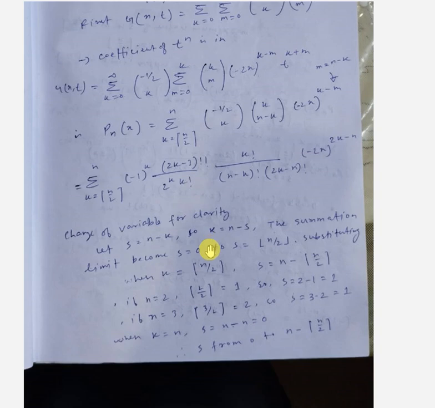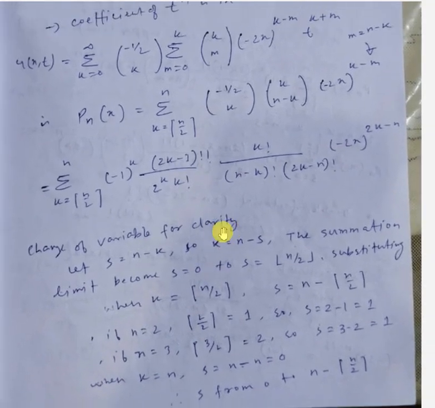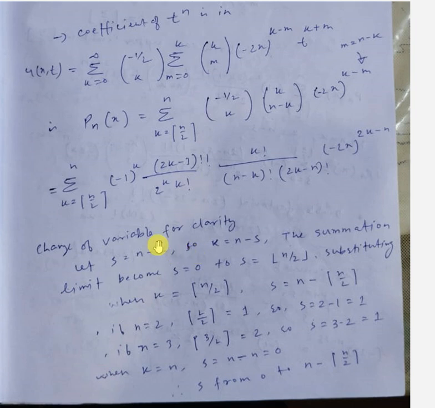Now, change of variable for clarity. So we will do some changing of variable. We will take s equal to n minus k. We will take n minus k as s. Then k will be n minus s. Then this n minus k will be s, then n minus s will be k. So the summation limit becomes s equal to 0 to s equal to n by 2.